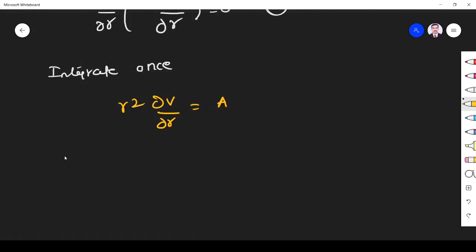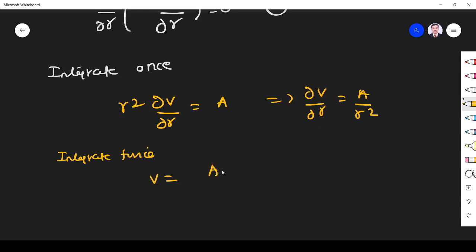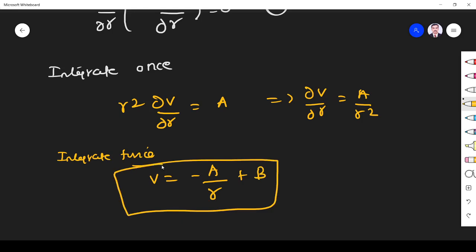Next, integrate twice. Integrate the second time, that means integrate this one again. First I simplify this: dou v by dou r is equal to a by r squared. If I integrate the second time, dou v by dou r becomes V, and a times 1 by r squared integrates to minus 1 by r, so it is minus a by r plus constant b. So this is my second equation, and finally this is the equation for potential.